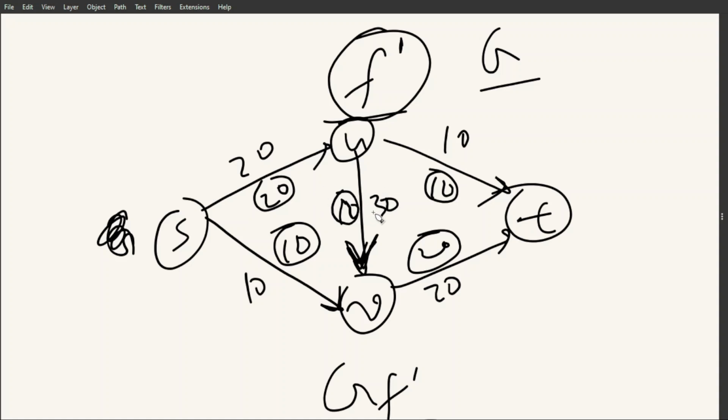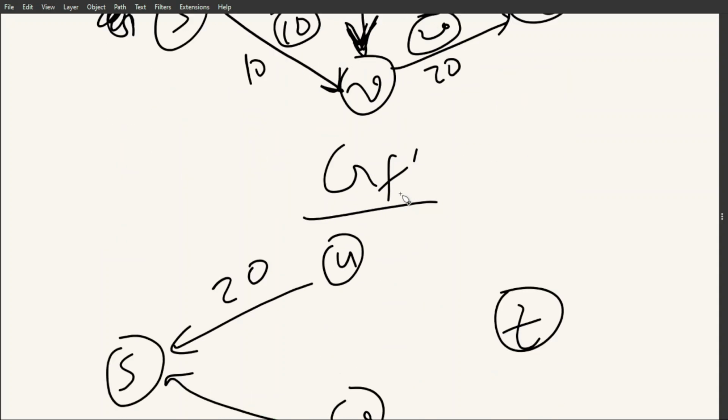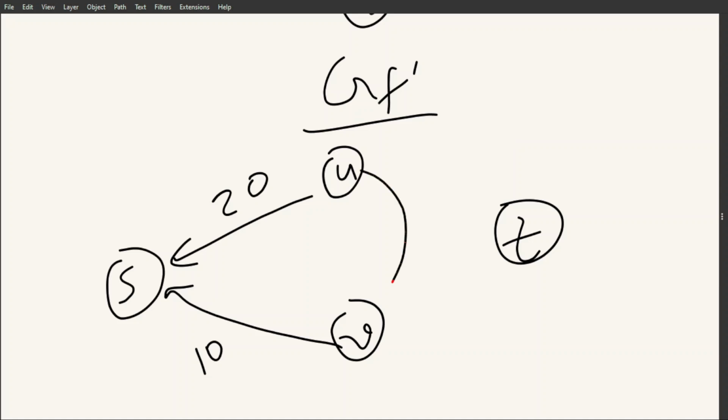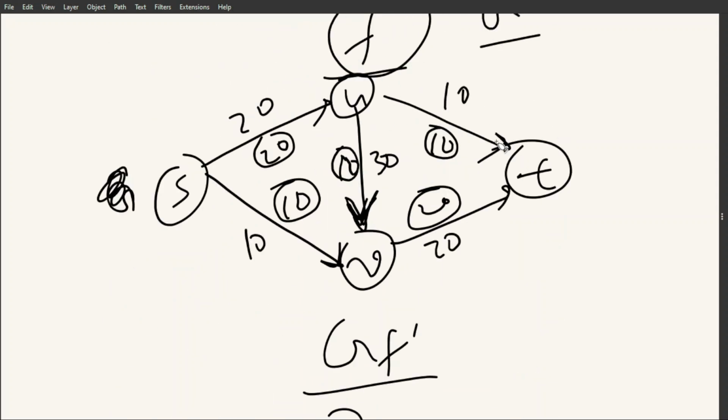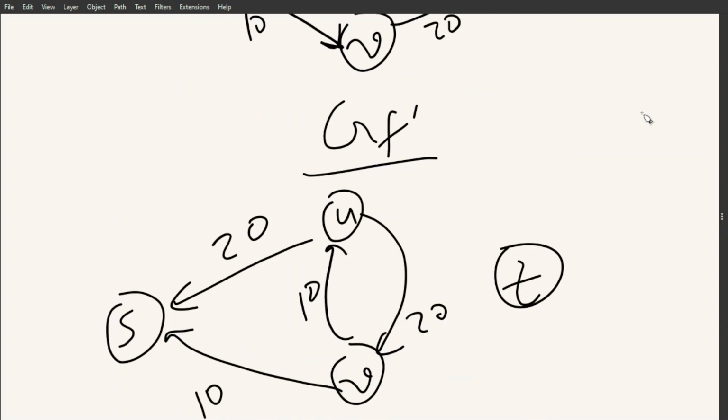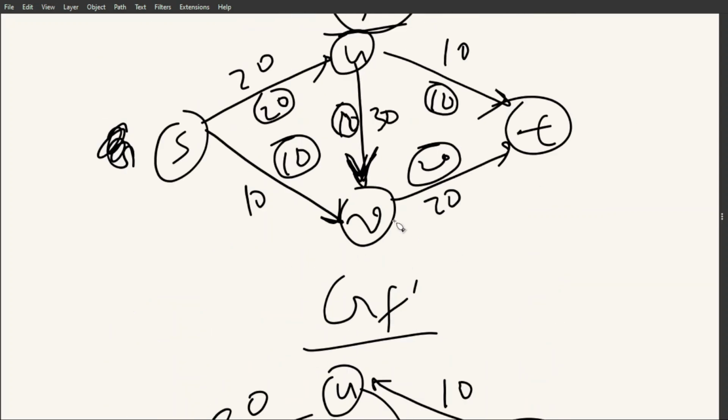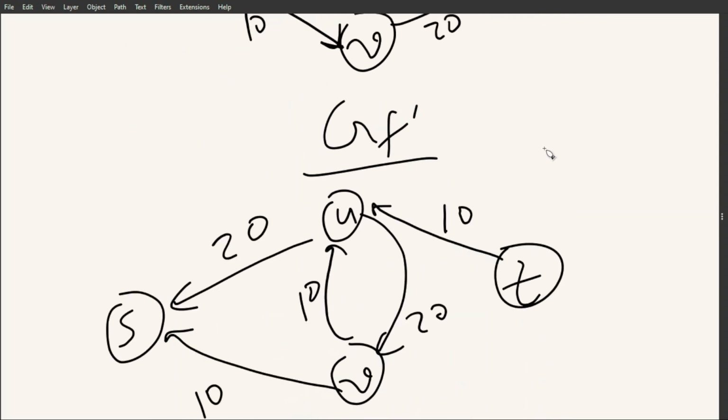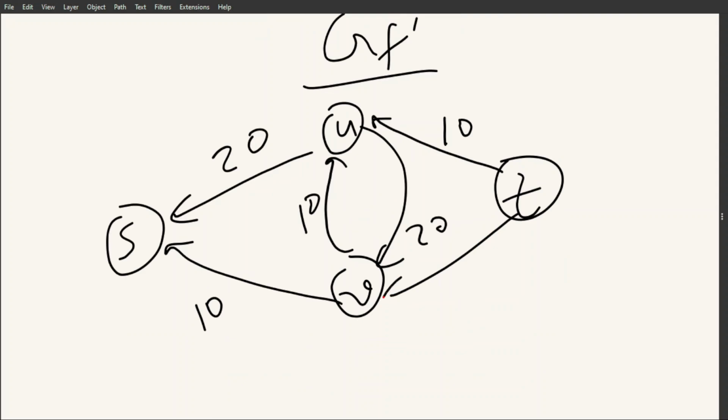Now here, 10 strictly lies between capacity 30 and 0. So we have both forward as well as backward edges. The forward edge cost will be 30 minus 10 equal to 20. Backward will have cost 10. So make both 20 and 10. Then here also it is full. So we have only a backward edge of cost 10. Now finally we have VT. Here also the same thing. Flow is full. So we just make a backward edge of cost 20.